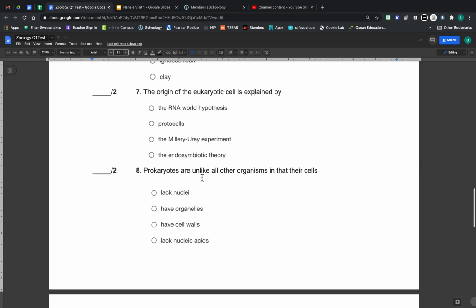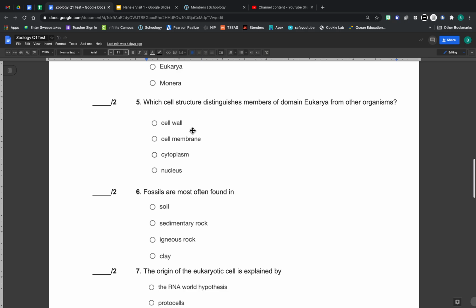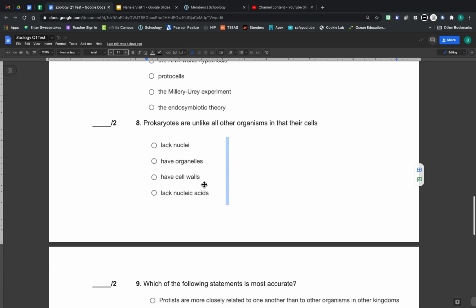And then this is kind of like the same question as above. Prokaryotes are unlike all other organisms in that their cells lack nuclei. If you got the one about Eukarya right, you should have got this one right too, because prokaryotes still have organelles. Organelles are just the different things that are in cells. They still have cell walls, and they still have nucleic acids. But the main thing is that they lack nuclei.